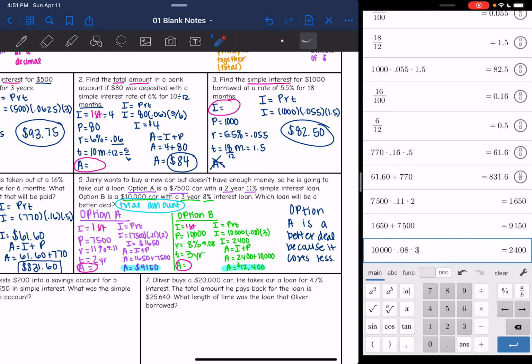Option A was only $9,150 and option B was $12,400. So option A, that car loan, is going to be a better deal.